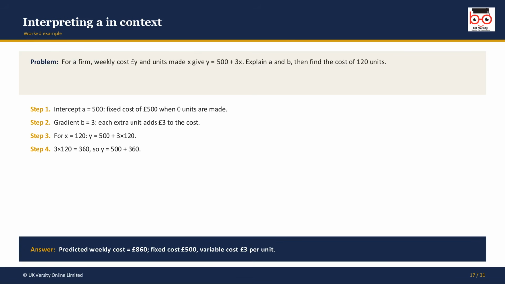Let's read a real example. For a firm, weekly cost in pounds, y, and units made, x, follow y equals 500 plus 3x. The intercept of 500 is the fixed cost, £500, even when nothing is made. The gradient of 3 means each extra unit adds £3. So for 120 units, y is 500 plus 3 times 120. 3 times 120 is 360, giving 860. The predicted weekly cost is £860, a fixed £500 plus £3 a unit.